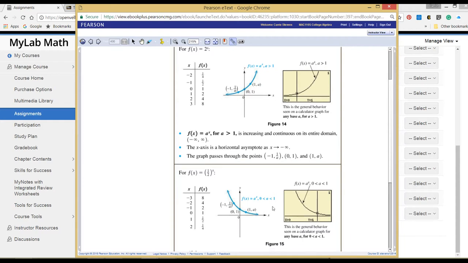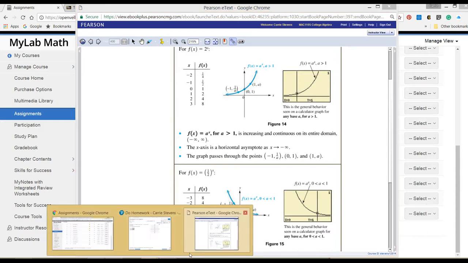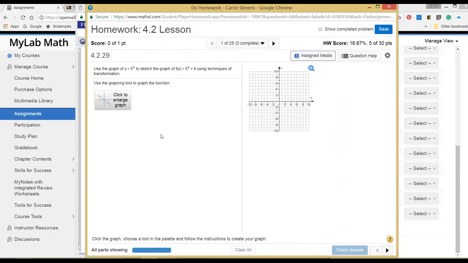Now, when it might drop below the x-axis is if you add or subtract something on the outside of the function, because you can take this positive result and subtract a number from it that will make it drop down below the x-axis. So that's what we're going to review when looking at these problems with transformation. So this example says, use the graph of y equals 5 to the x to sketch the graph of 5 to the x plus 4. Okay, so you can see we're adding something onto the outside.